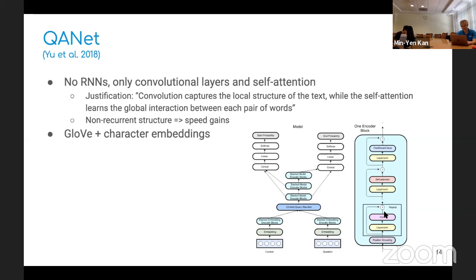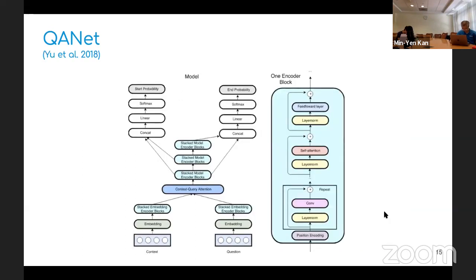Their justification for doing this is that we have local structure and global structure. Convolutional layers capture the local structure and self-attention captures the global structure. And without the LSTM, it's faster. LSTMs are not so happy anymore, right? They're sidelined because of the serial architecture. So the basic idea is like a transformer but with convolutions. And I guess the convolutions went away with BERT, so that was the end of QA models. It's all BERT-based models now.